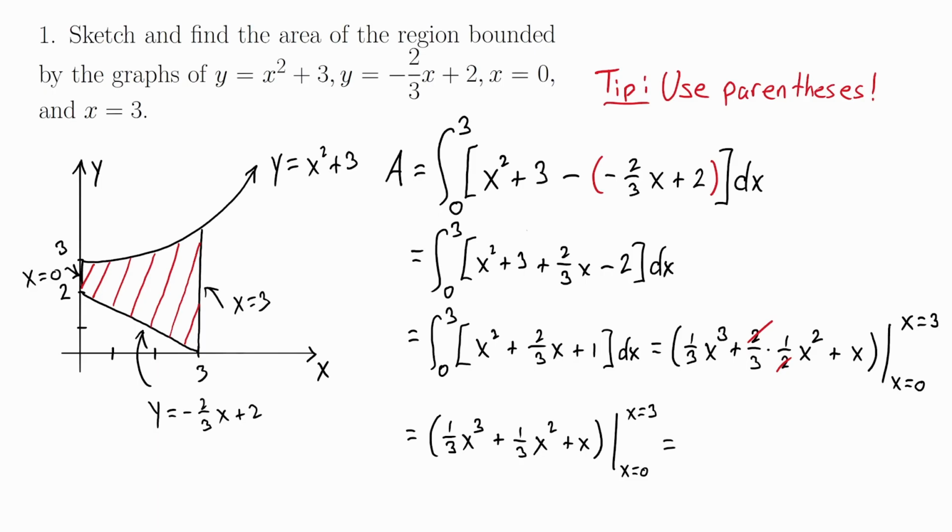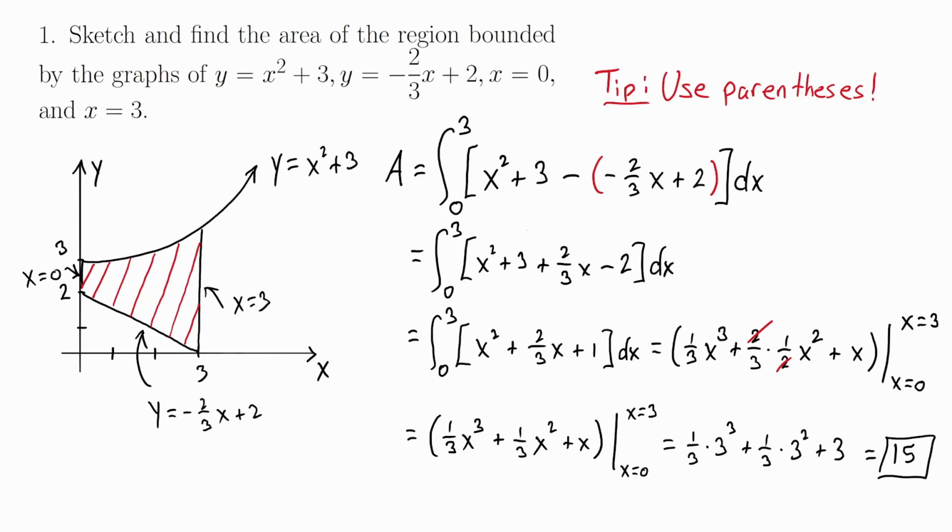The nice thing about this having a lower limit of x equals 0 for the integral, evaluate all three of those terms at x equals 0, they all become 0. So if you plug in everything here for x equals 3, you have 1/3 times 3 cubed plus 1/3 times 3 squared plus 3. And with a little bit of work, you can go ahead and show that that simplifies all to 15. And that would be the area of the region bounded by those curves.